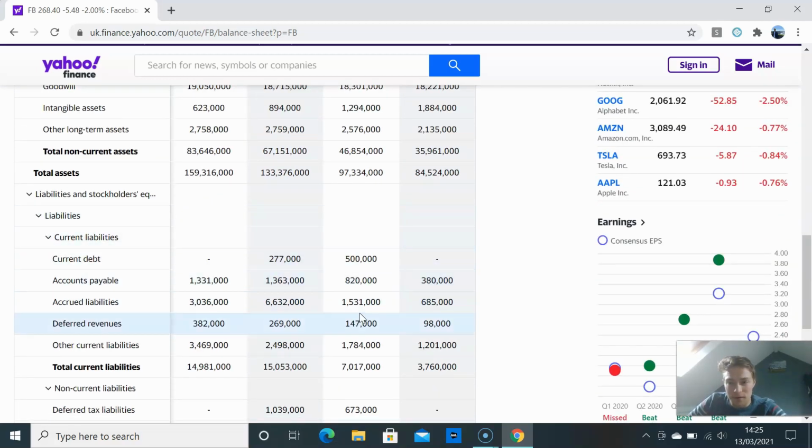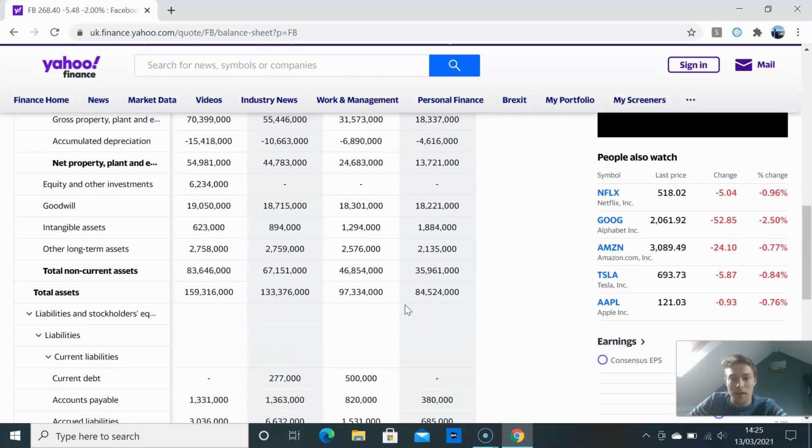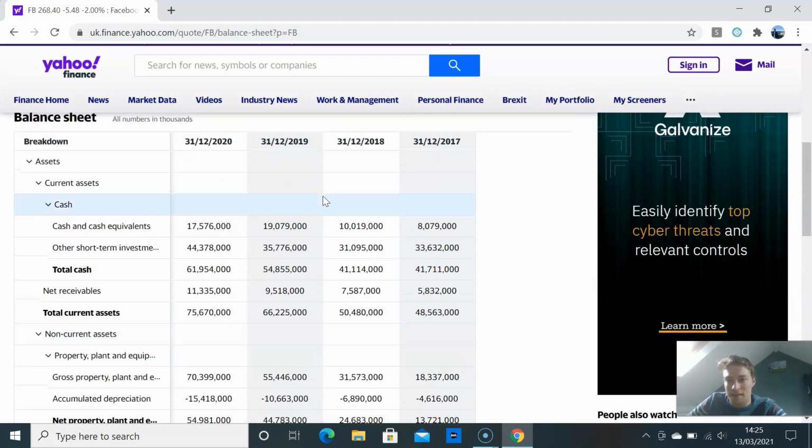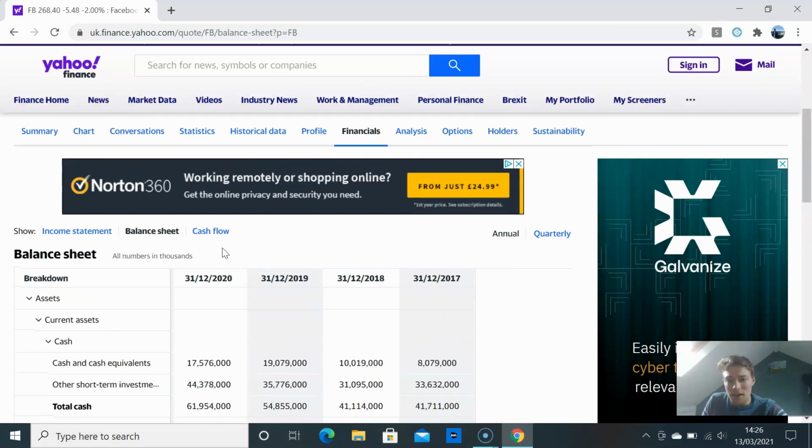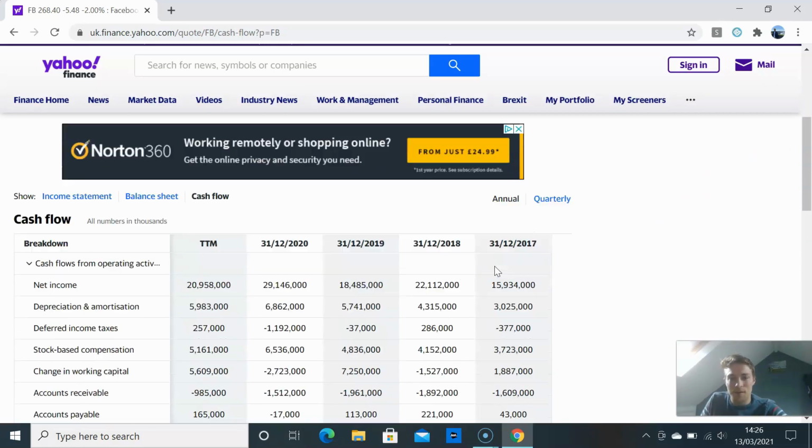There's not a lot of long-term debt, not a lot of debt really, and the cash is growing and it's covering it for sure. So it's absolutely able to stand on its own two feet as a company. And the last one here is the cash flow statement.